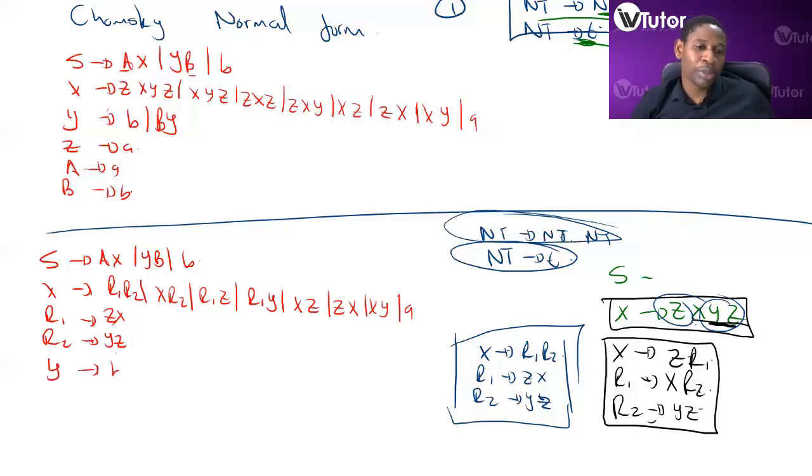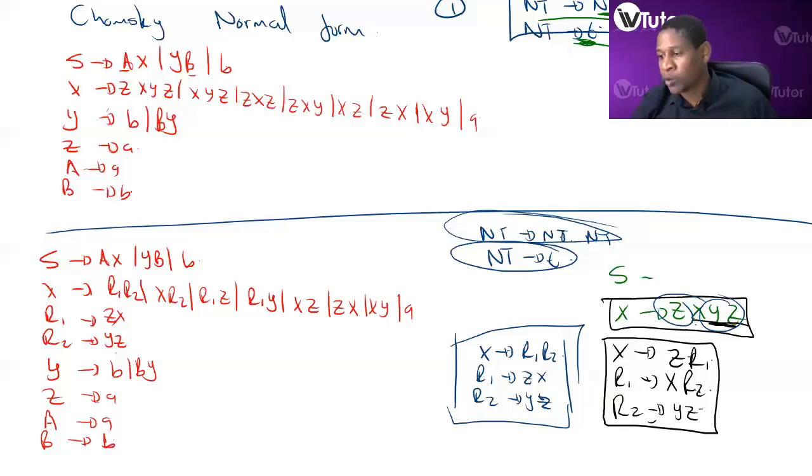A is good. Right. Then we now move on to Y. Y goes to B or BY. Then Z goes to A, B goes to B. So that becomes our CFG in Chomsky normal form.